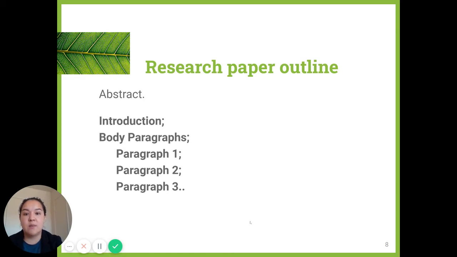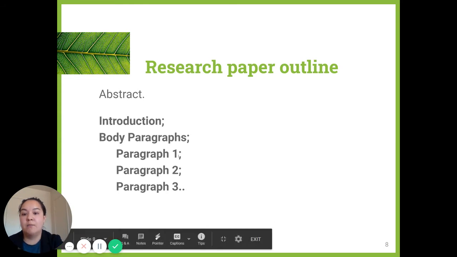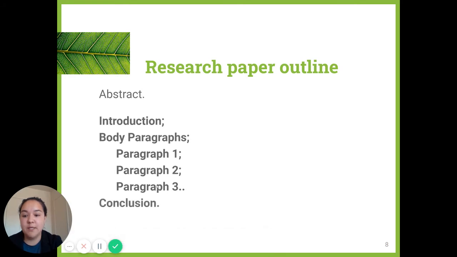Depending on the assignment, maybe your teacher told you to write a 10-page paper, then you just add more and more body paragraphs. Or maybe he only asks you to write a 2-page paper. That means you can limit yourself to at least 2 body paragraphs. And finally, conclusion. We also include a reference page for our research paper.